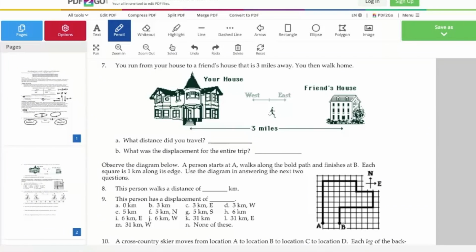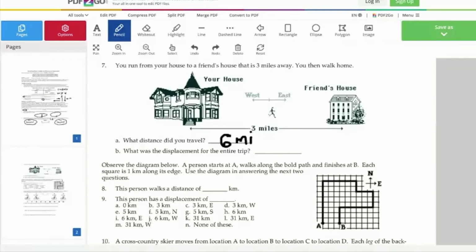Okay, good job to Hans and Alice. The answer for A, you traveled a distance of 6 miles. You went 3 miles forward and 3 miles backward. So you travel 3 miles and another 3 miles, that's a total of 6. And always write your units, so I'm writing 6 miles.